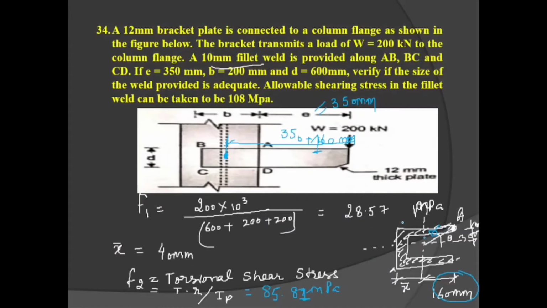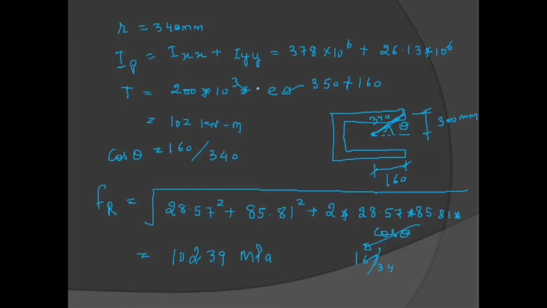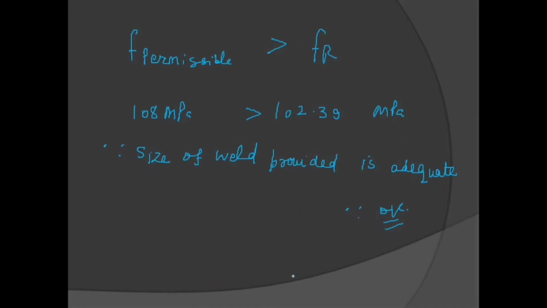So my dear students, this was our question number 34, in which we had to verify whether the size of weld provided is adequate or not. We found that this size can easily resist the resultant stress of 102.39 megapascal, which is less than the permissible value. So this size of weld can even permit a higher stress in the weld material. So this is safe, or adequate.